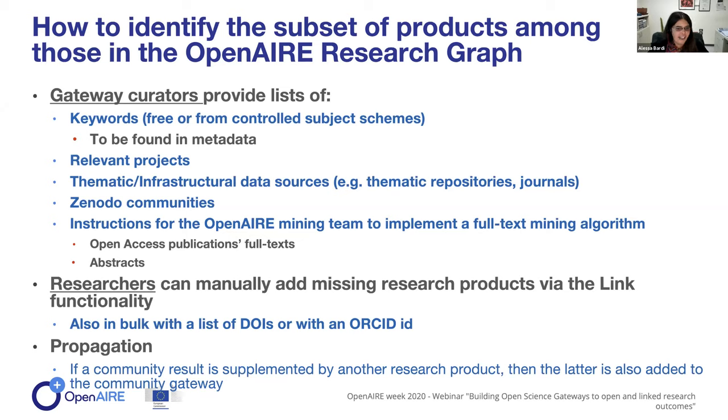But then automation is not enough, it's never enough. So we give the possibility to researchers that are using the gateway to manually add the research products that are missing. And they can do this via the link functionality of the gateway, that you can find also on the Explore portal. With that functionality, you can add one single product, or you can do this in bulk, giving a list of DOIs, or by providing an ORCID ID.